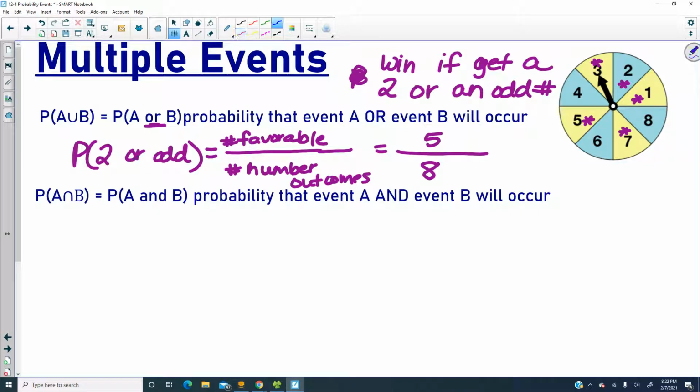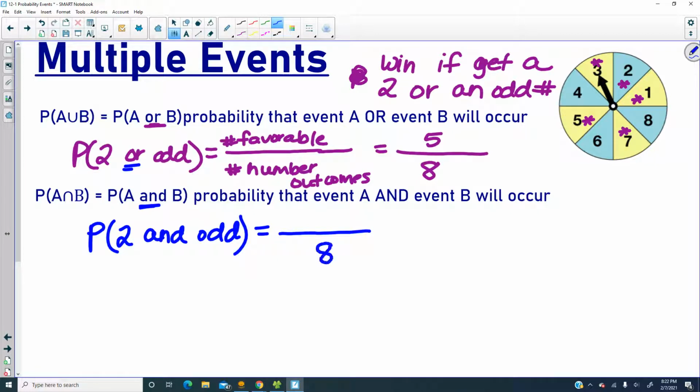Well, if instead of me winning with the 2 or odd, we change this little word "or" to the word "and," then there's a big difference. So let's say I would win if I landed on a 2 and an odd number. In order for me to win, we know, by the way, that there are 8 outcomes total. The section that my spinner would land on would have to meet both criteria. It wouldn't have to meet just one. It would have to meet both, being 2 and odd.